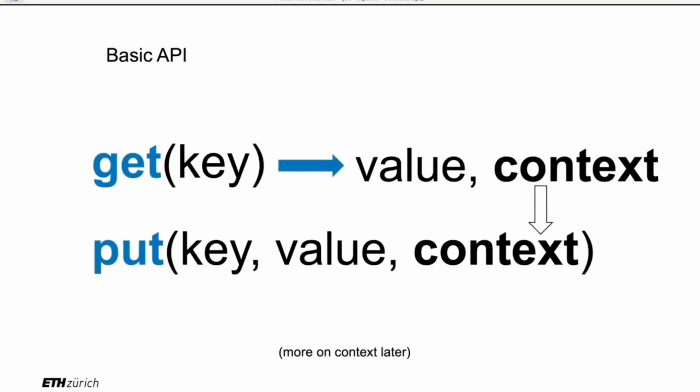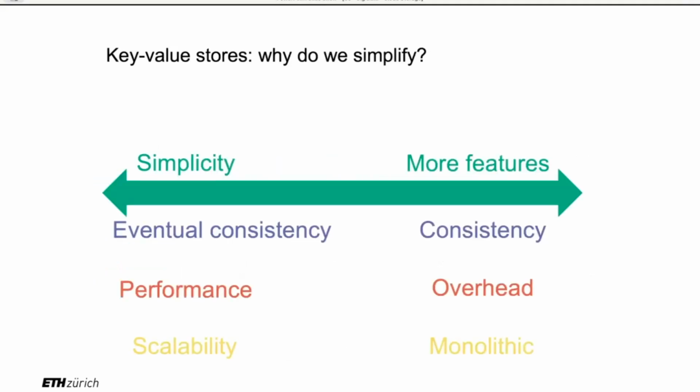Now, in fact, there is also a context, but I'll say more on that later. There's an additional parameter that has to do with the eventual consistency thing, which you need in order to solve conflicts sometimes.